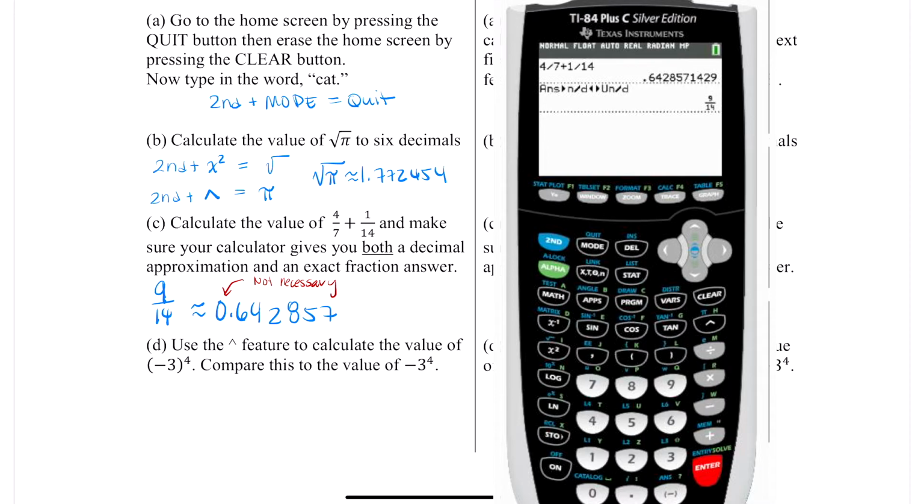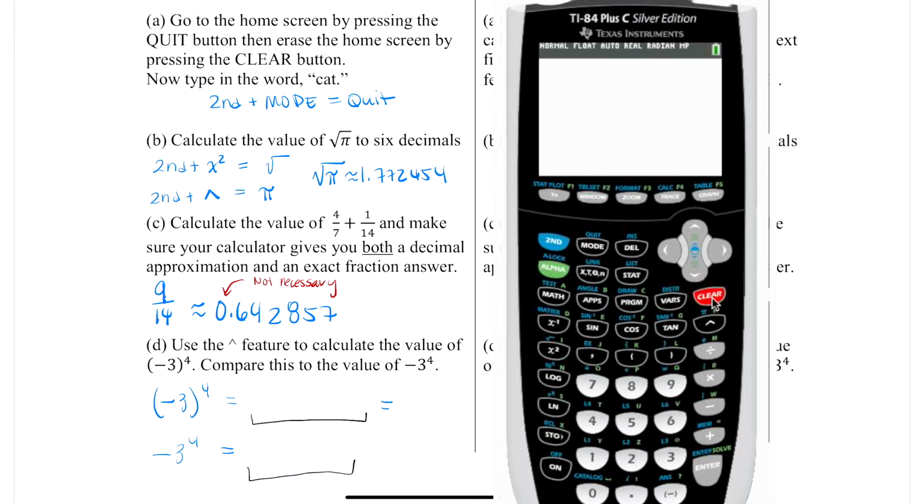Finally, part D. Let's clear our screen again. So for part D, we're going to explore this key right here. Let me clear that. Whoops. I clicked it one too many times. So for part D, let's compare these two values. So we want to try parentheses -3 to the 4th and then just -3 to the 4th. And let's write both of these out. And I'm going to leave a gap right here and fill in this gap for both of these. So let me make a larger gap and a gap here. And I'm going to write my calculator answers after this gap. And you'll see why I have a gap really soon.